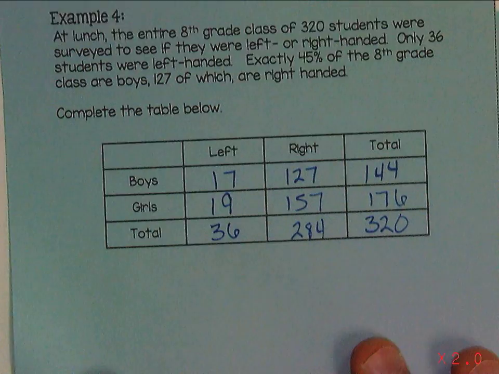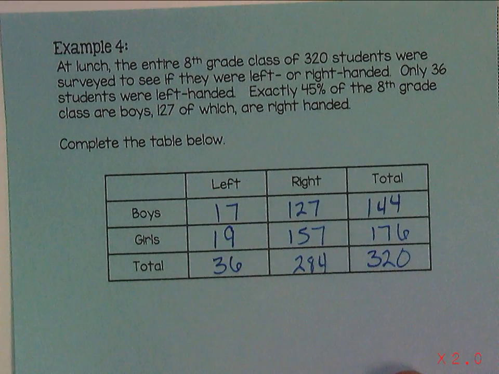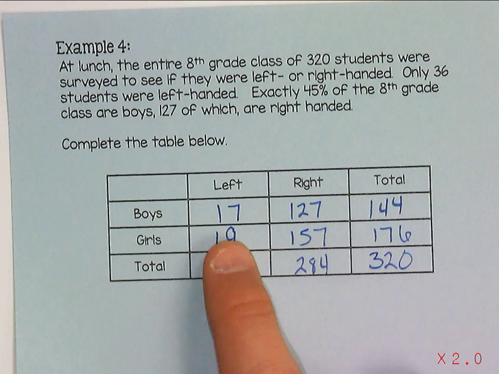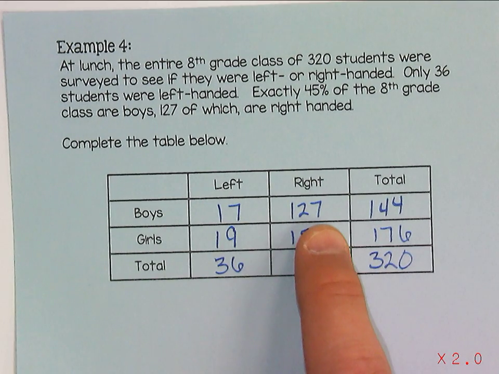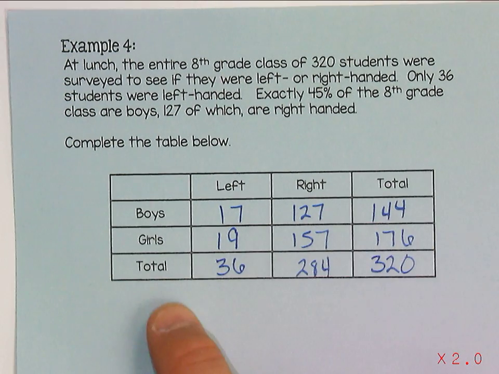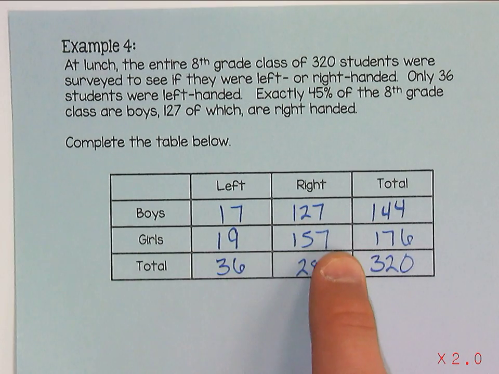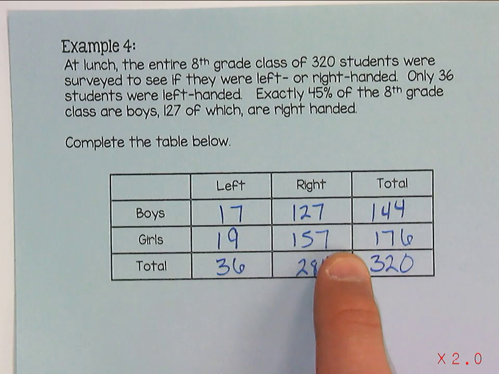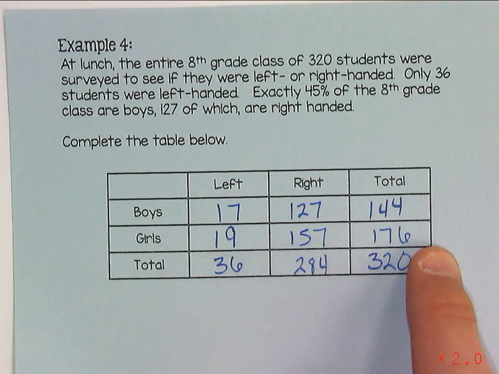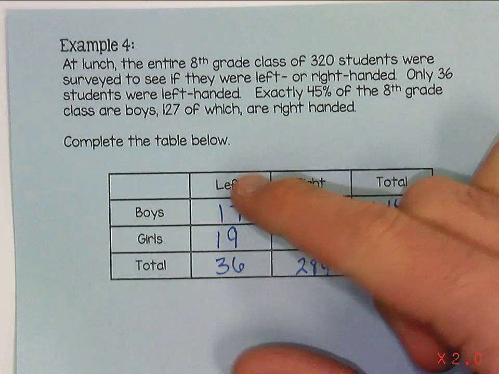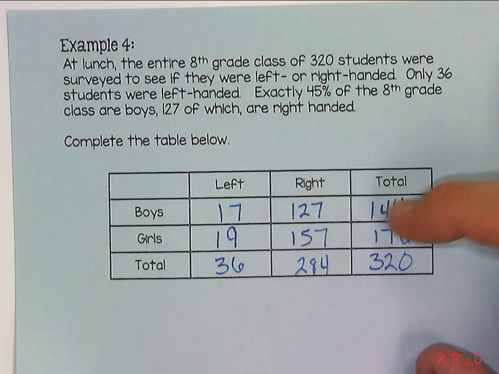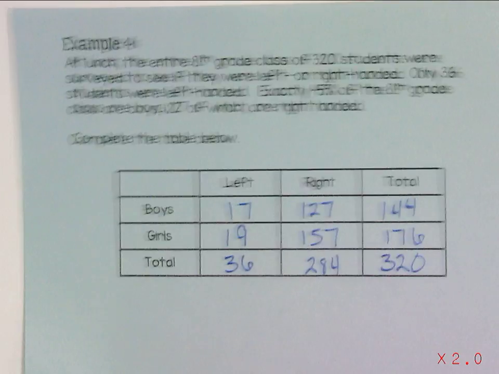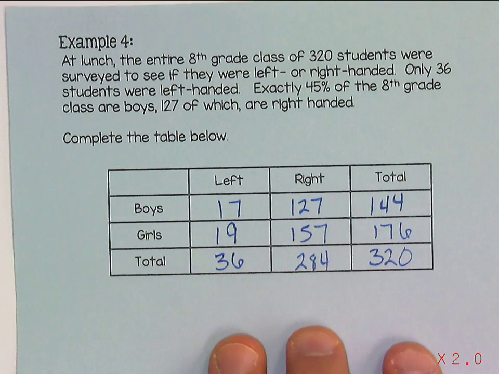Alright, you should have tried that one. So what I would like you to do then is compare your chart to mine. So based on the numbers here, I had 17 left for boys and 127 for right, which total 144. Girls 19 left, and girls 157 for right-handed, total 176. And then just the total number of left-handed, total number of right-handed, and just your marginal totals as well, up for 320. So if you had trouble with this one, try it again.